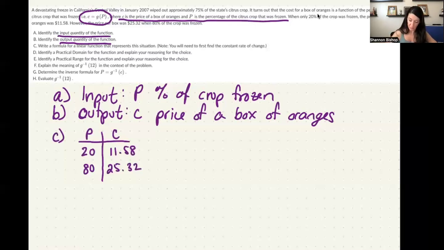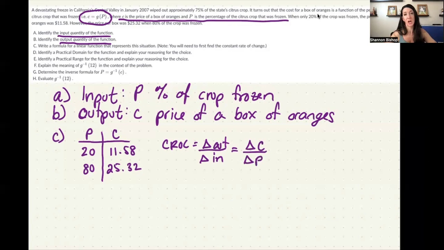So now to figure out my constant rate of change, we need the change in the outputs divided by the change in the inputs. And in this particular context, that would be the change in price divided by the change in percentage. So for the change in cost, I'm looking at 11.58 to 25.32. How much did it change by? Well, we can subtract those values and find out. So whatever 25.32 minus 11.58 is, that will tell me the change in the price of a box of oranges.